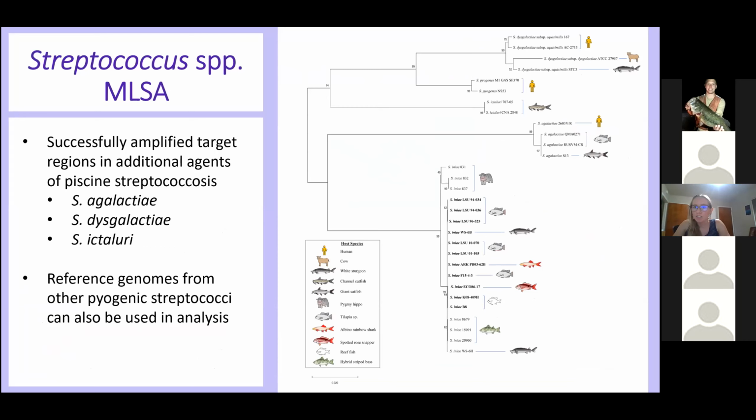We tested that MLSA scheme out on some other agents of Piscine strep that I mentioned, so S. agalactiae, dysgalactiae, and another one, S. ictalurae, which we will not discuss much more today, causes the strep in catfish. And it worked pretty well, which is exciting. So it was robust against multiple different types of streptococcal pathogens in fish. And I could also incorporate human streps and things like that, so you can get a fuller picture of where these all relate to each other.